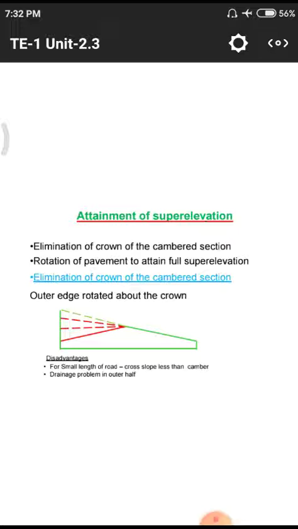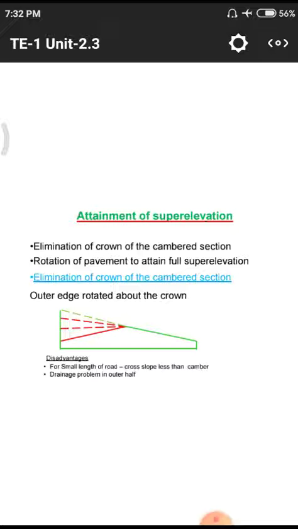First of all we have two points: elimination of the crown of the cambered section, and rotation of the pavement to attain full super elevation. Crown means the crown shape, like a hat. In the camber section we normally have a crown shape. We need to eliminate that crown shape by raising these values. Rotation means we have to maintain a circular path in curve-like structures. This is the example for elimination of this crown-like shape.